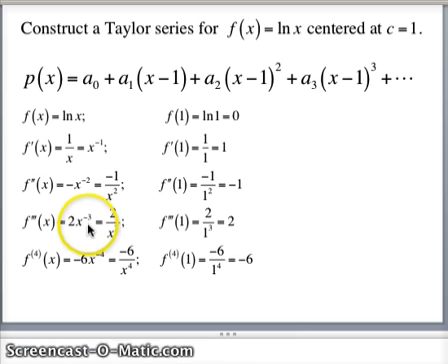Now for our fourth derivative, using the power rule, negative 3 times 2, negative 6x to the negative 4, which is negative 6 over x to the fourth power. The fourth derivative at 1 is negative 6 over 1 to the fourth, which is negative 6.